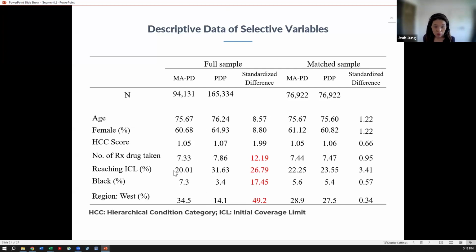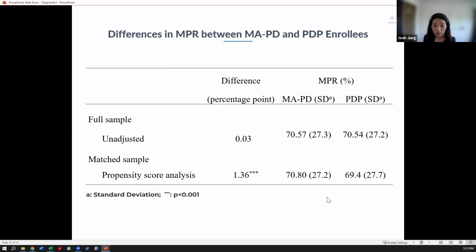So before matching, you can see huge differences here in terms of race or region or some variables here, where, for example, what percent of patients reached the donut hole is 20% versus 31%. But after matching, it's a very tight matching, we actually achieved some balance between the two types of plans. Before matching, unadjusted, we just get this descriptive data. So before matching, it looked almost the same.